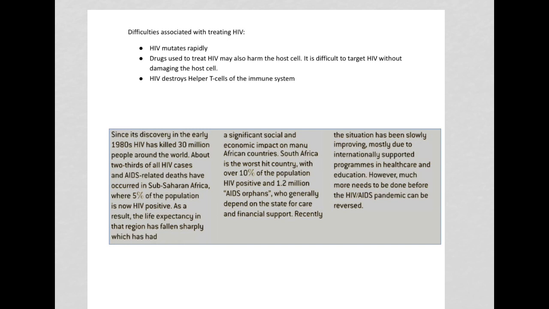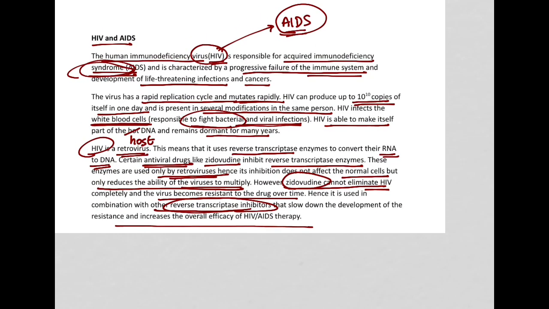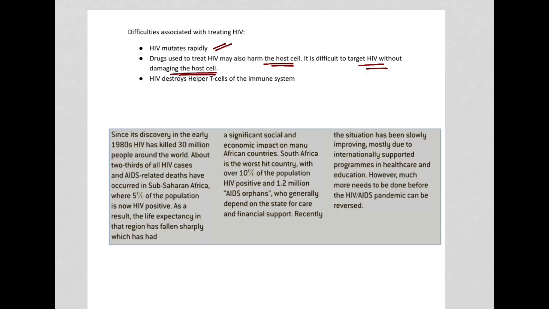Now, why is it so difficult to treat HIV? It's because HIV mutates very rapidly. The drug used to treat HIV may also harm the host cell. Therefore, it's very difficult to target HIV without damaging the host cell, because remember, HIV is able to make itself part of the host DNA.